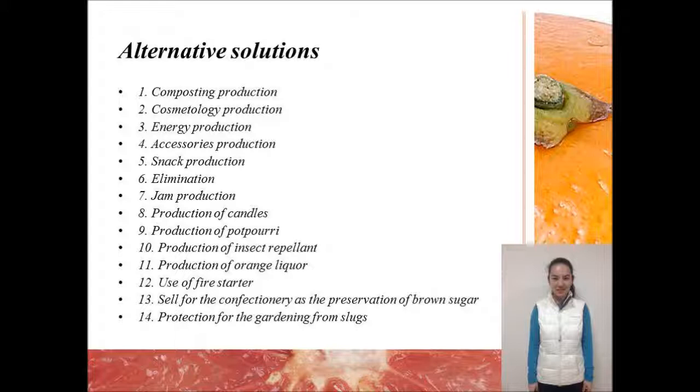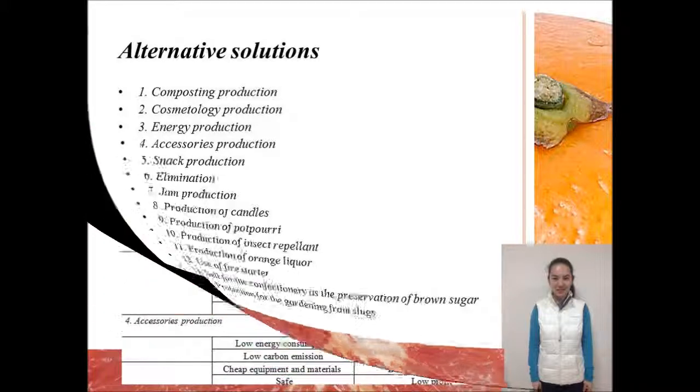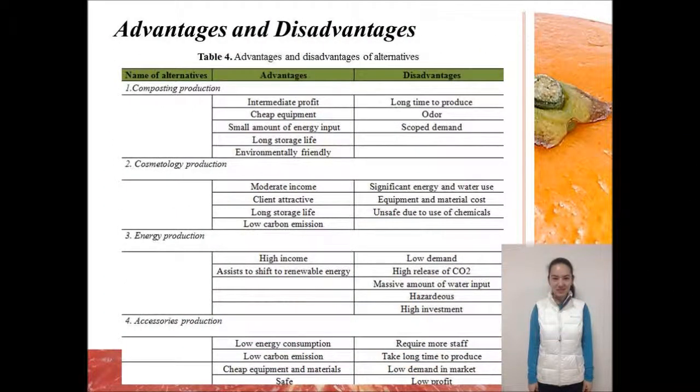To select alternatives that have the potential to bring value for the system, several methods were used. First of them is looking for the advantages and disadvantages of each. The most valuable ways of using orange peels are the following. Firstly, compost production for agricultural needs.